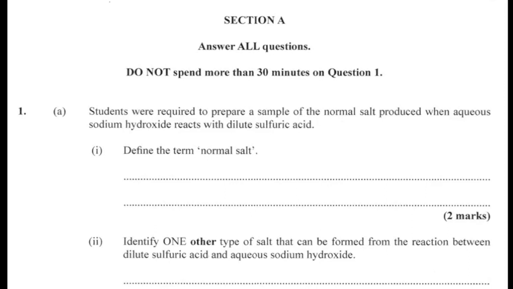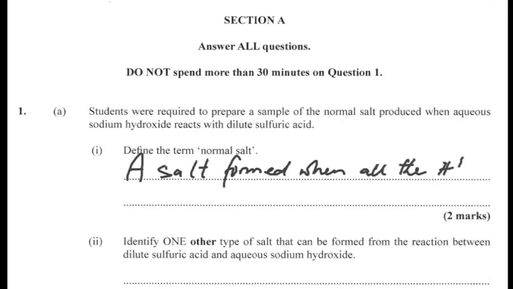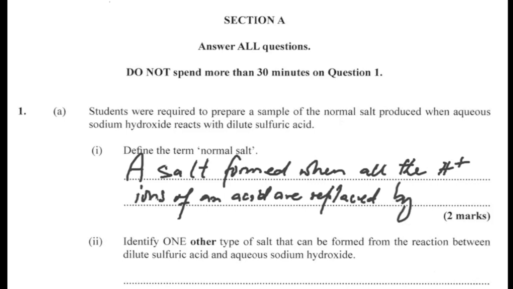All right, so normal salt: the salt formed, or we could say the substance formed, in which all the H plus ions of an acid are replaced by the ammonium or a metal ion. So by a metal ion or ammonium ion. That should give us our full marks.